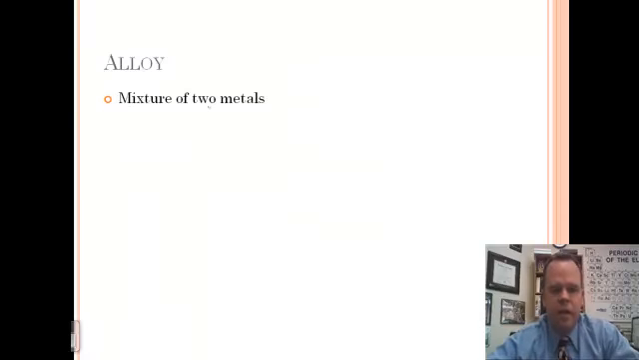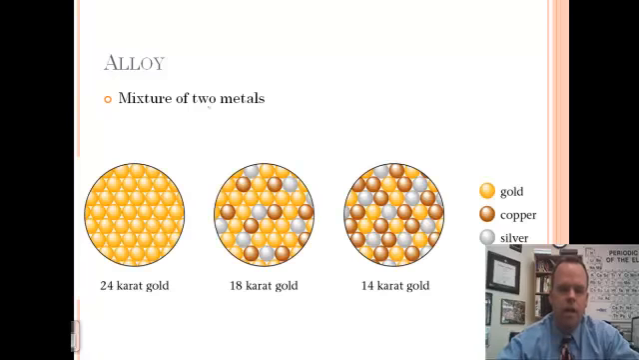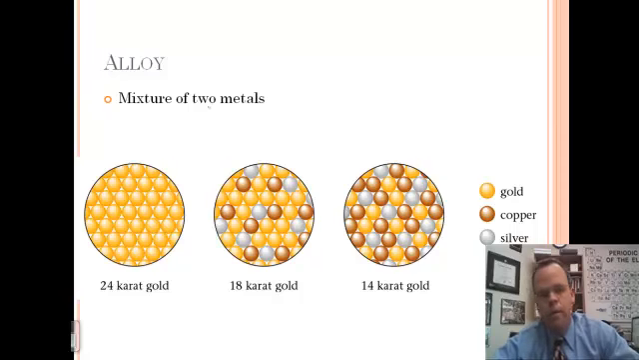The other thing I want to look at is another type of mixture to mention here, which is known as an alloy. An alloy is a mixture of two metals. If we think about mixing two metals, one of the most common cases we deal with is gold. Pure gold, 24 karat gold, is just gold atoms. It's very, very soft. It bends and is very flexible. It doesn't work very well for one of the most common uses of gold, which is jewelry.